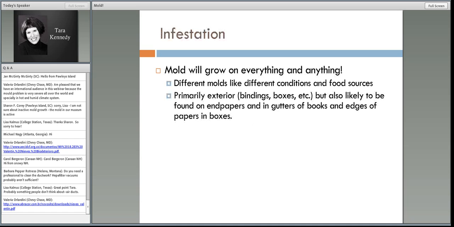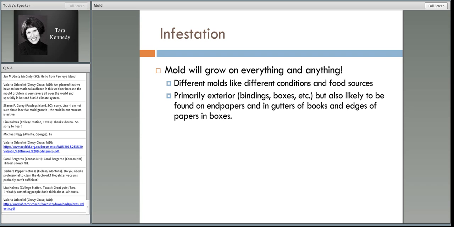So infestation. Mold will grow on everything and anything. It honestly will. If it has the right conditions and the right food sources, it's good to go. Depending on your mold that's part of the outbreak, they like different conditions and different food sources. It'll grow at almost any temperature, given there is enough moisture content in the materials or the dust that it's growing on. And it can grow in random patterns, or it can grow overall over the complete surface.